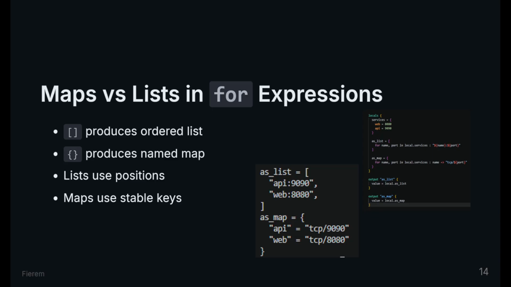A list for expression preserves order and produces values by position. A map for expression preserves named access and produces values by key. The mechanism is result shape selection through brackets: square brackets for tuple style results, and curly braces for map or object style results. The outcome is that you choose whether downstream code should depend on positions or names. Infrastructure usually benefits from names because names survive reordering better than indices do.